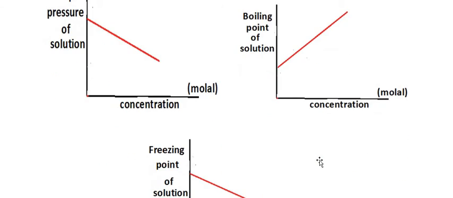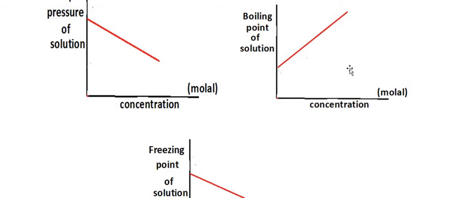These graphs represent what happens to the vapor pressure of the solution and concentration. As the concentration increases, meaning the quantity of the solute increases, the vapor pressure of the solution decreases. This is an inverse relationship. This is also the relation between boiling point and concentration.